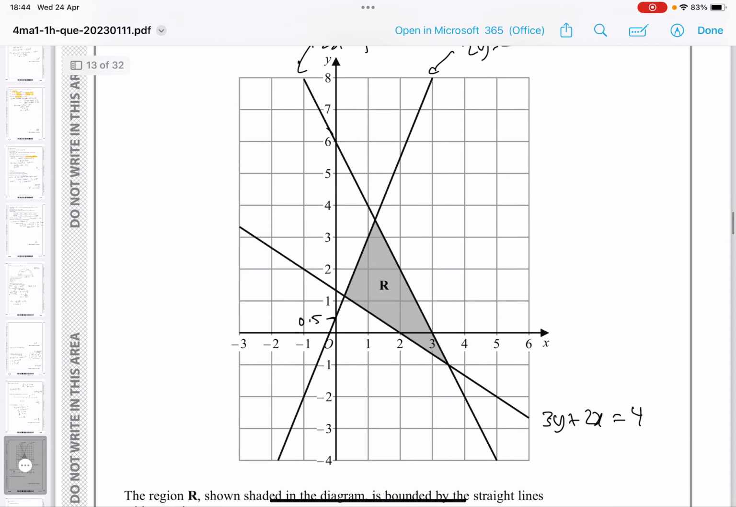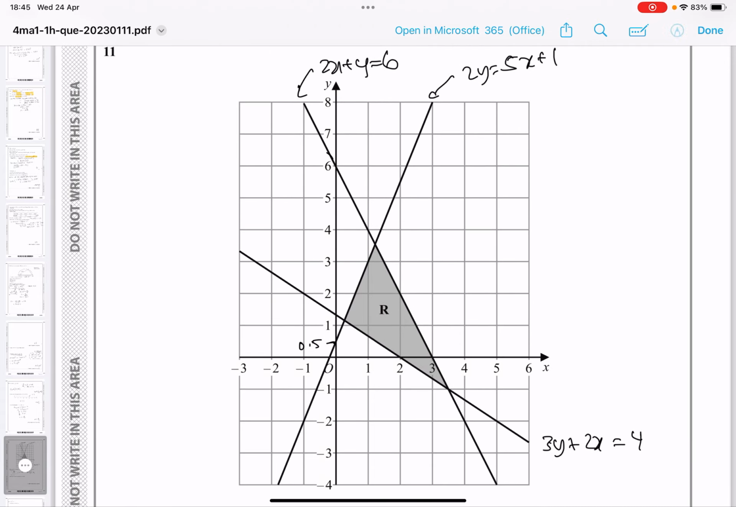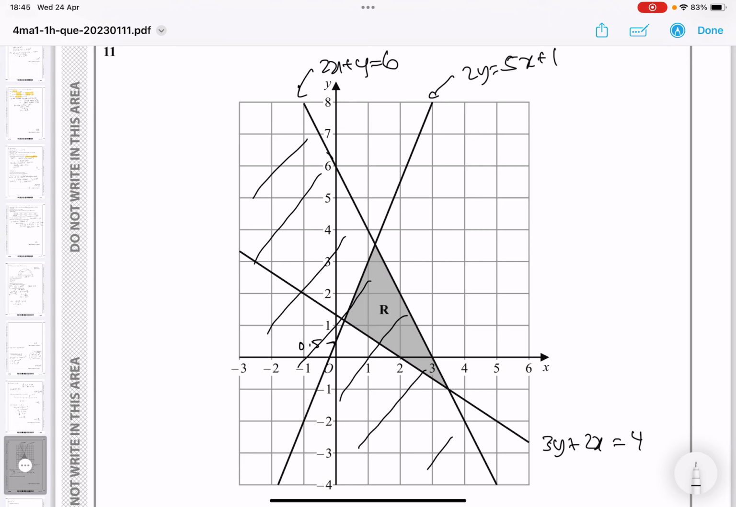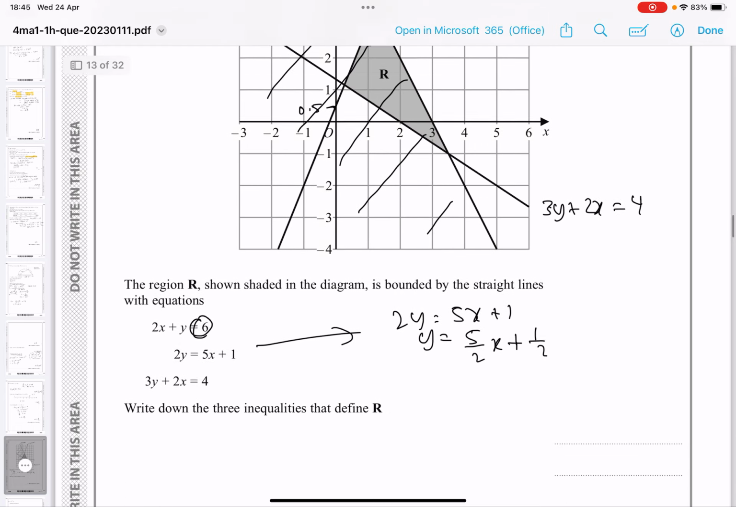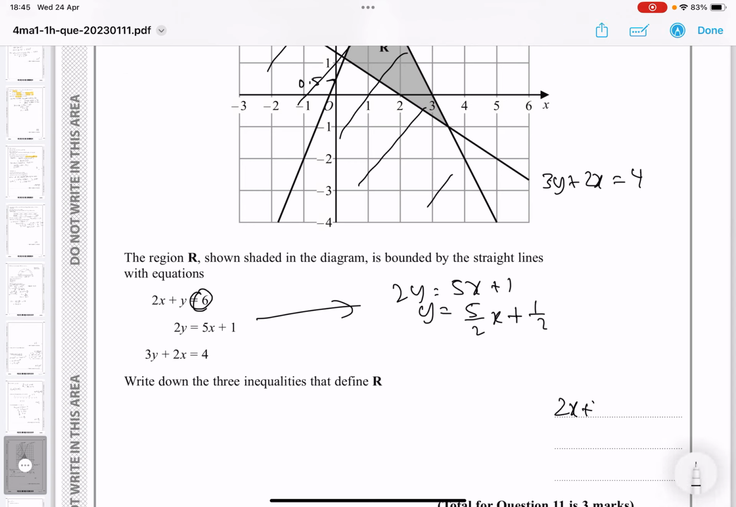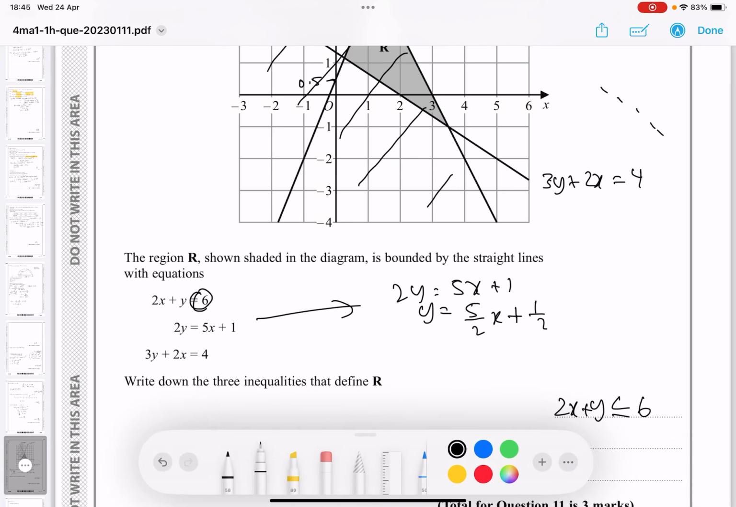So let's start with 2x plus y equals 6. So this line here, we can clearly see that it's in this region. Okay, if we take that line, we can see that it's shifting to the left, so it means that it's going to be less than. So the inequality will therefore be 2x plus y is less than or equal to 6. Now, again, you have to remember these lines are solid lines, so you have to include the equals to sign. If it was a dashed line like that, that means you won't include the equal to sign. But since these are solid lines, you'll have to include the equal to.